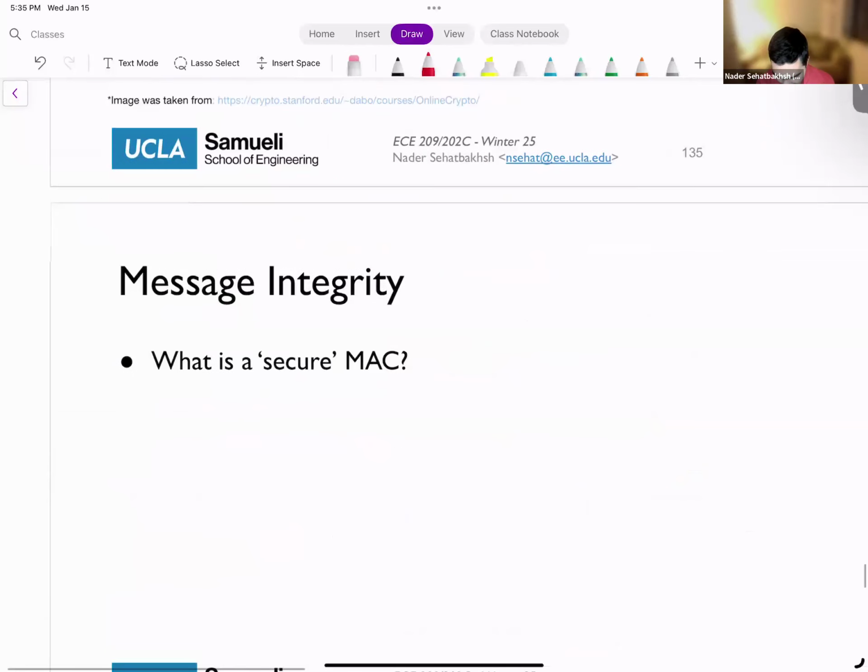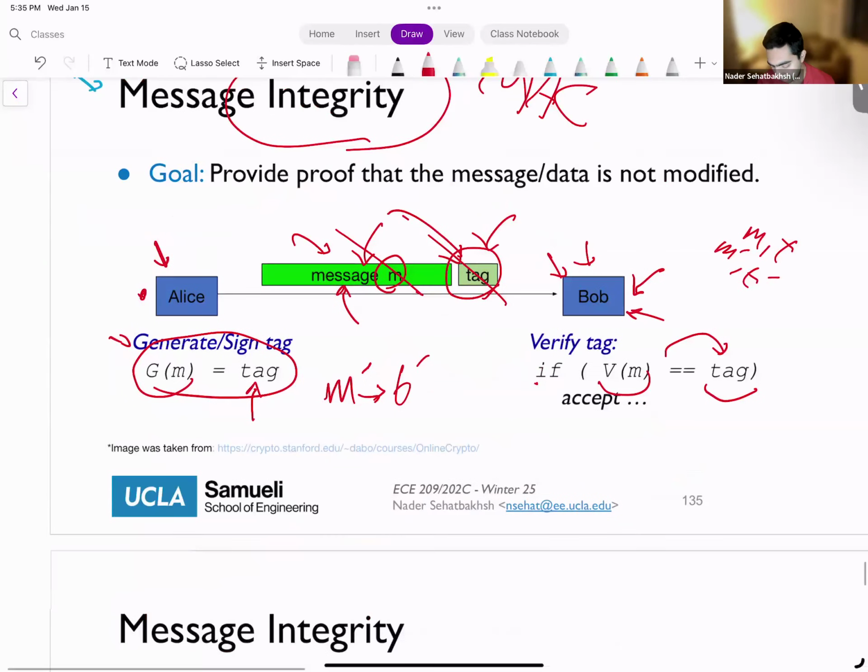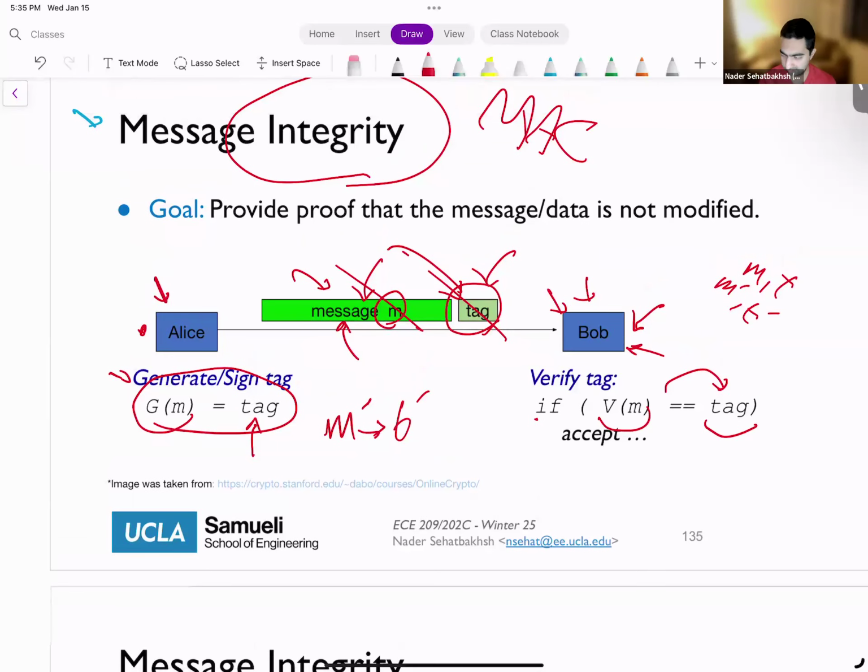So how do we fix this? We need a secure MAC, obviously. So what I showed you is a good idea. It has its potential, but it's not secure because the adversary can easily substitute both message and tag. So essentially, the security here is not guaranteed, because in the past the attacker could just change the message. Now the attacker changed message and tag.